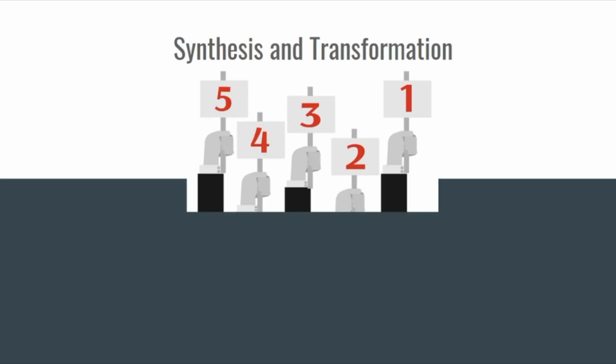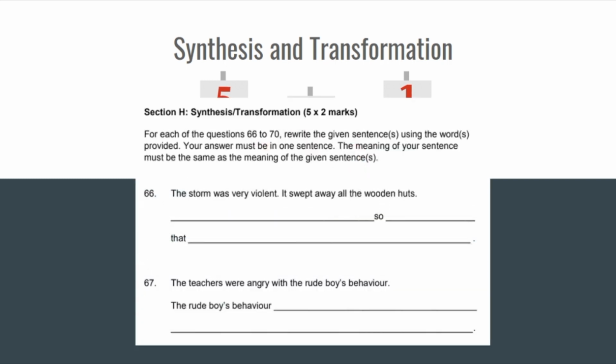Okay, we now come to synthesis and transformation, the results obtained in this section. Just for the benefit of our non-Singaporean guests, the synthesis and transformation section is a section of the paper which consists of 5 questions in which students are required to join 2 sentences together using given connectors or transform sentences. So the paper looks like this. There are just 2 questions here, 2 out of 5.